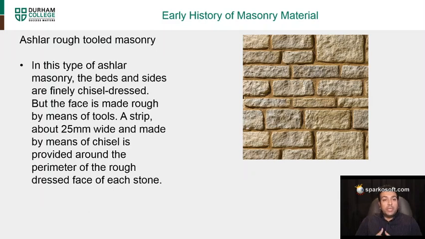Then you have the ashlar rough tooled masonry. In this type of ashlar masonry, the beds and the sides are finely chisel dressed, but the face is made rough by means of tools. A strip about 25 millimeters wide, made by means of a chisel, is provided around the perimeter of the bed. So this strip here, you can see in between the mortar, that's all the chiseled section.